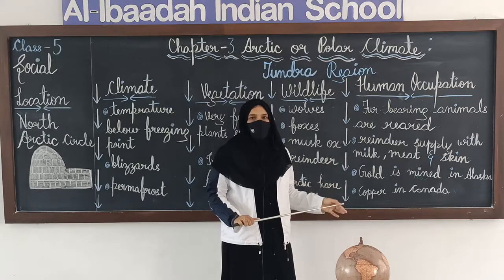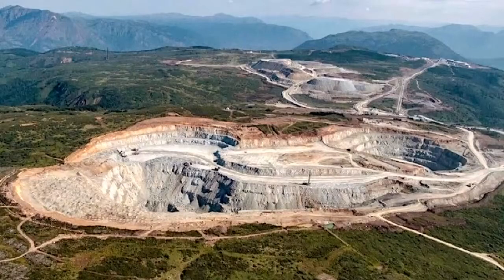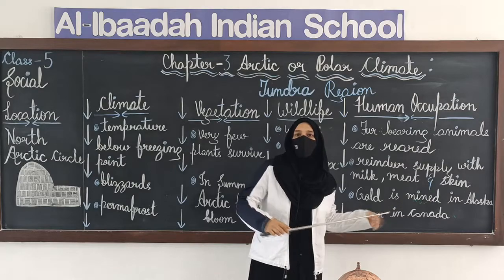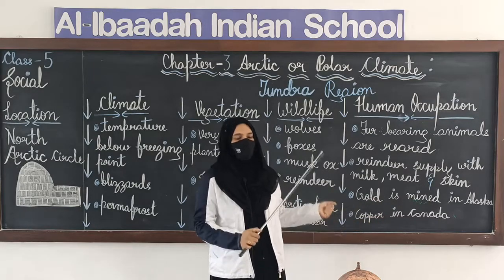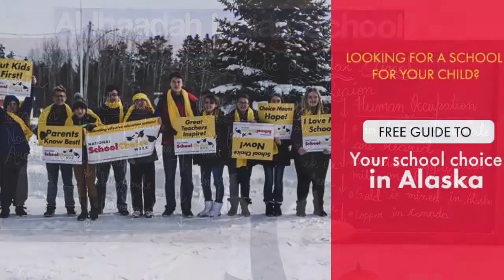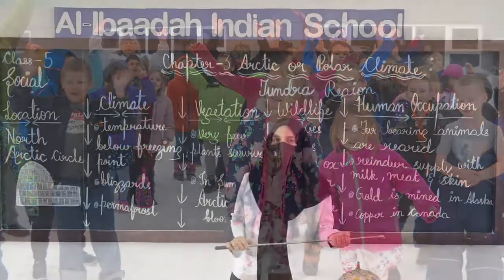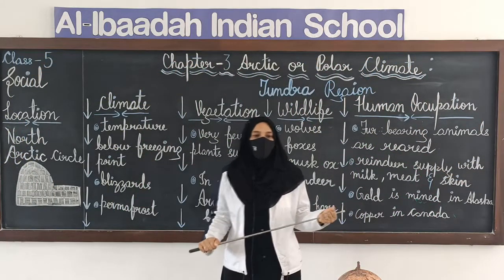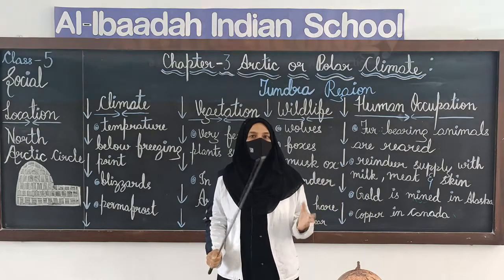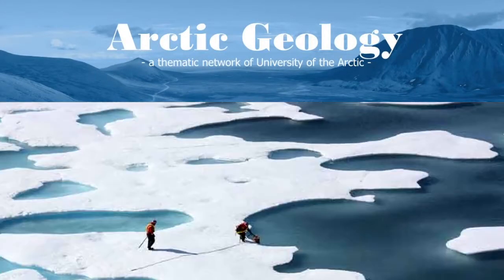Nowadays minerals are also found there, like gold in Alaska and copper in Canada. These minerals have actually changed their life, they have modernized and improved because of it. They didn't have schools before. Now in Alaska and Canada they have set up schools and the children are studying, learning to fit into the modern world. So this was all about the tundra region. We also have scientists who study geology and weather conditions in the Arctic and Antarctic regions.